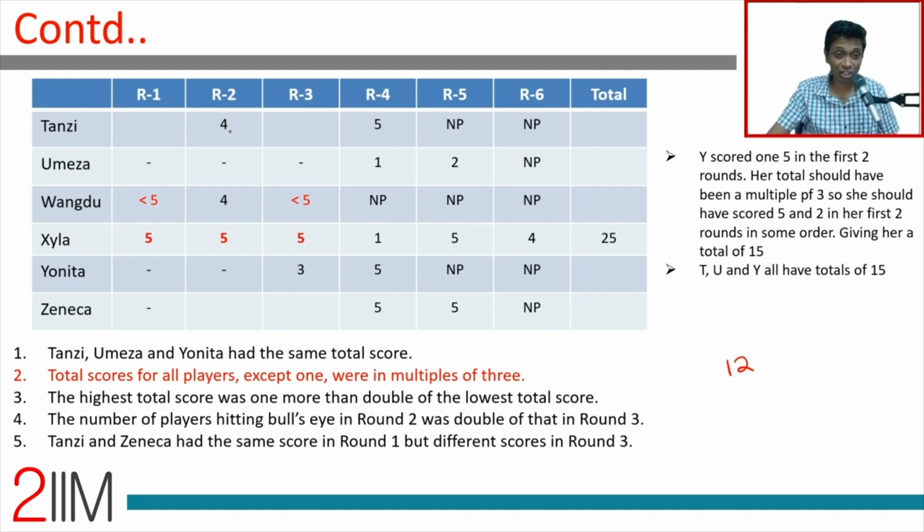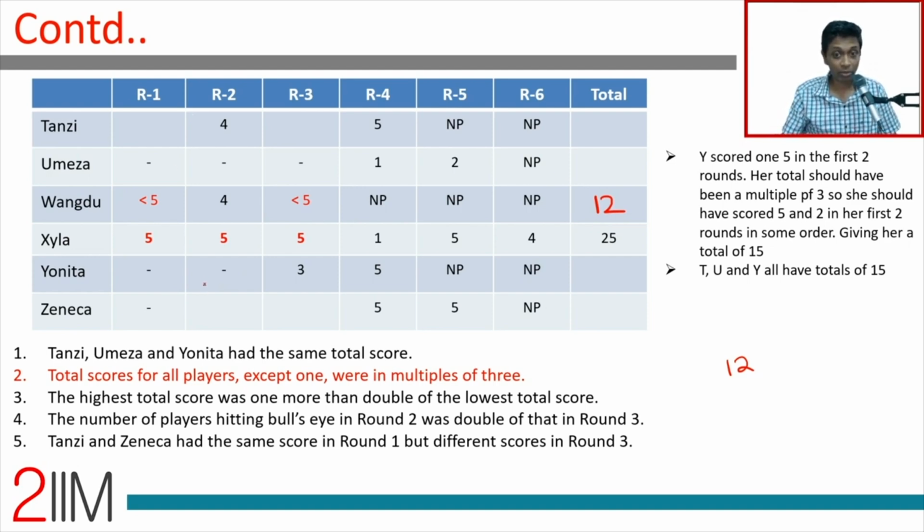Tanzi has got at least one more 5. Because there's got to be a 5 here. That will go to 14. So it's more than 14. So the one who scored the lowest is Wangdu. So Wangdu's total should be 12. Tanzi has got 14 plus something. Yonita has got 5 plus 3, 8 plus 5, 13 plus something. This is 14 plus something. This is 13 plus something.